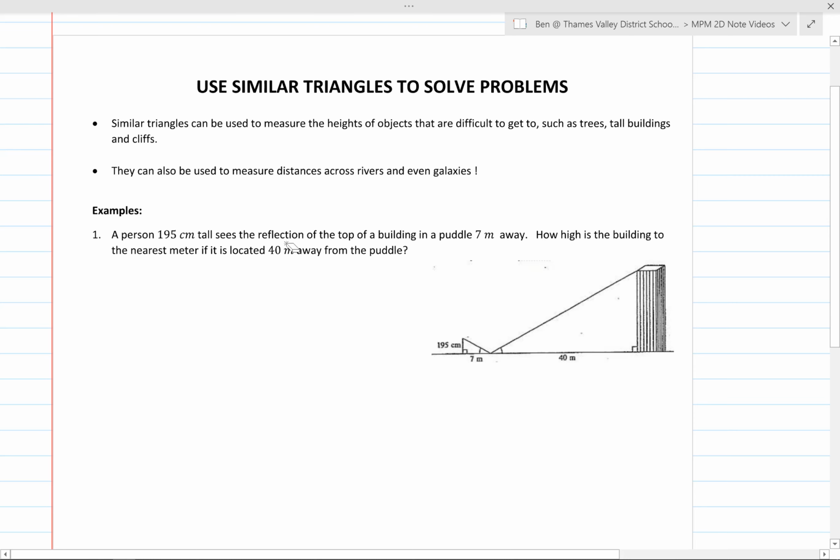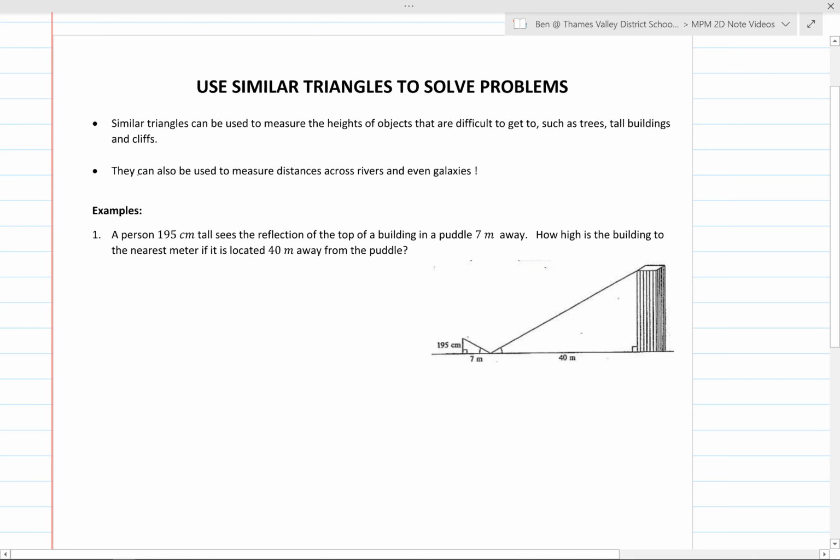Sometimes they're objects that would just be very challenging to measure in the first place, whether or not it's because they're challenging to get to. Maybe they don't have a particularly flat side, like a tree. It's tough to measure the height of a tree without using our similar triangles.